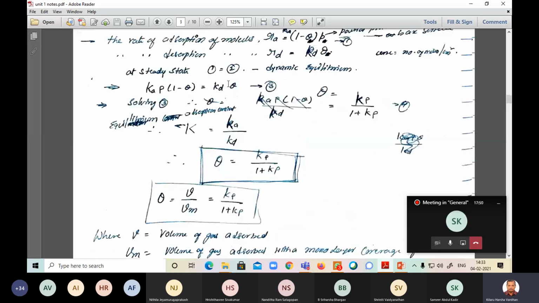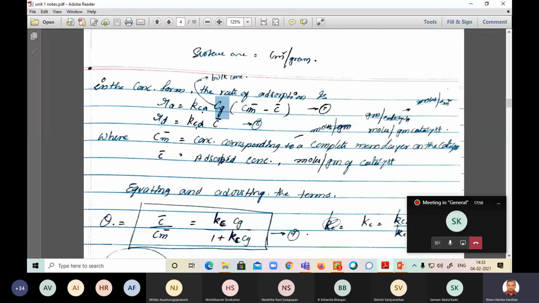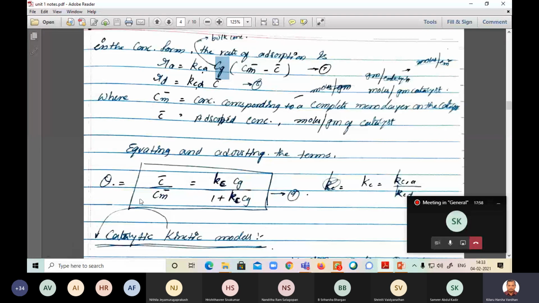You are just writing theta. The same way here, whatever you are getting here, you write here. So if you equate these two, then you get theta is equal to C bar by Cm bar. C bar is nothing but the adsorbed concentration divided by the maximum monolayer concentration. You are getting Kc Cg divided by 1 plus Kc into Cg.